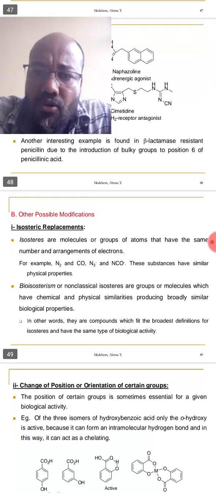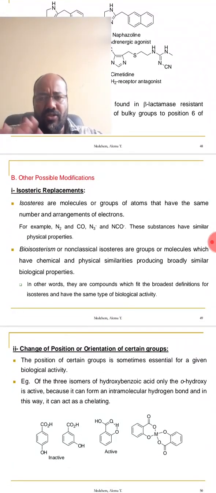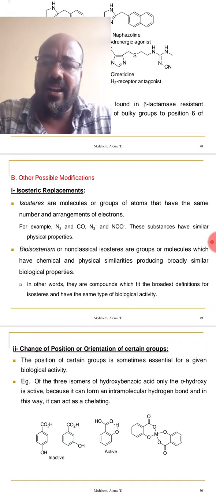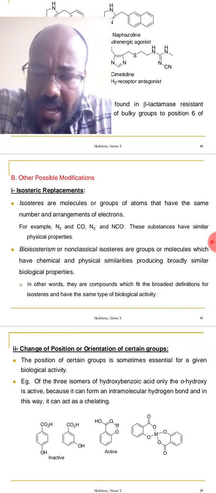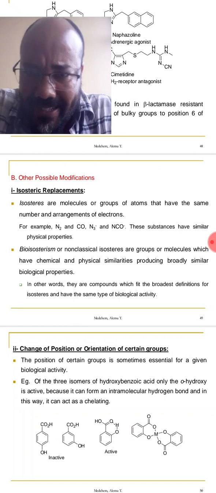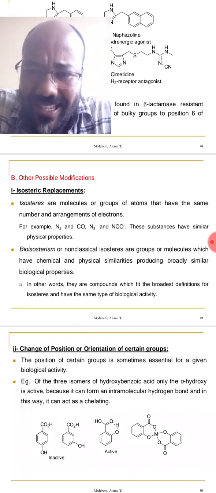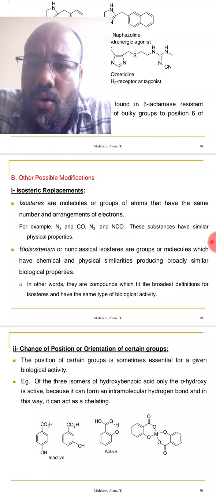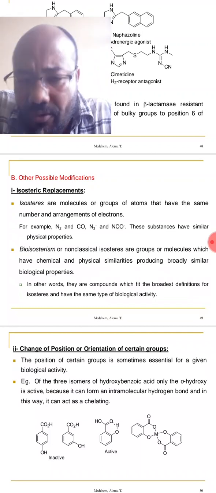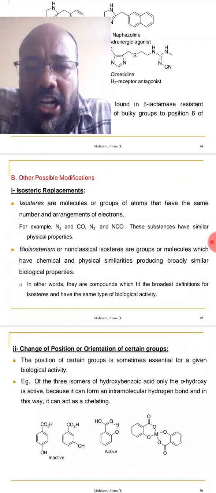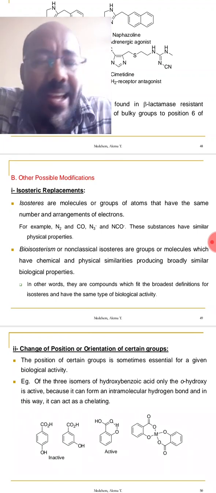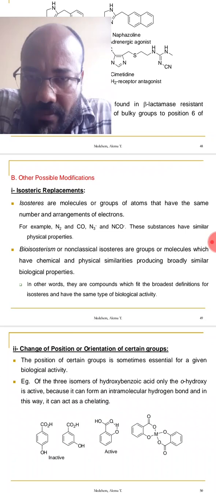Other possible modifications that are used in special processes in drug discovery are the following. Isosteric replacement. What are isosteres? Isosteres or bioisosteres are molecules or groups of atoms that have the same number and arrangement of electrons.